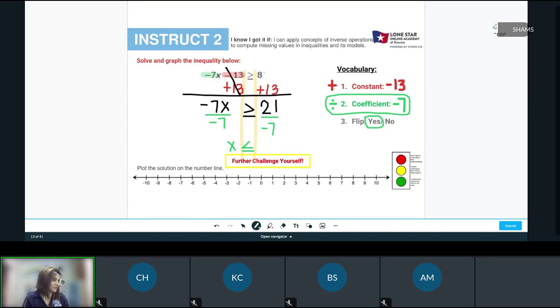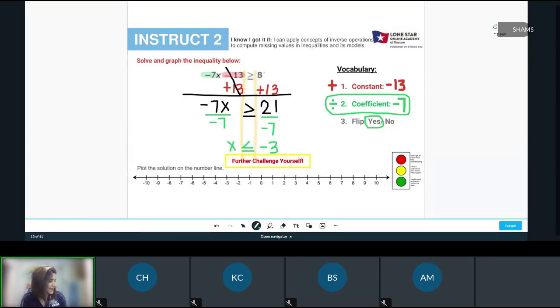Muhammad, I have another feedback. 21 divided by negative 7 is going to be a negative 3. Make sure you graph it correctly. It's going to be a negative 3. Ronan, I think you are on a... Okay, I see it now.